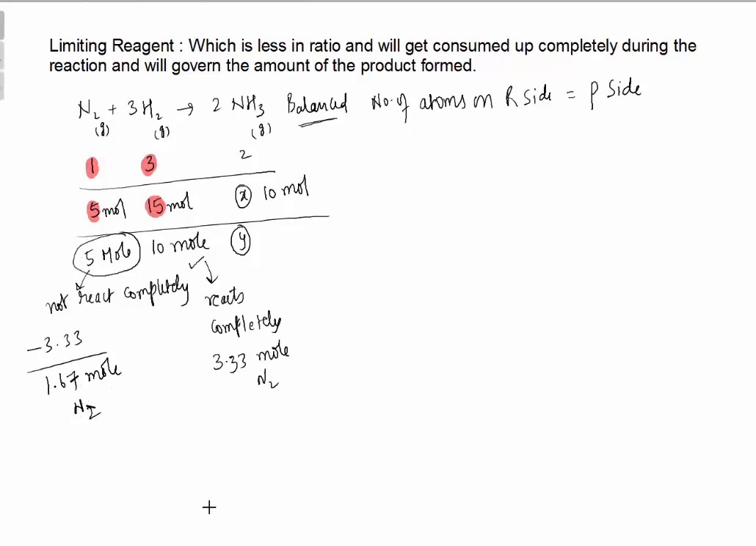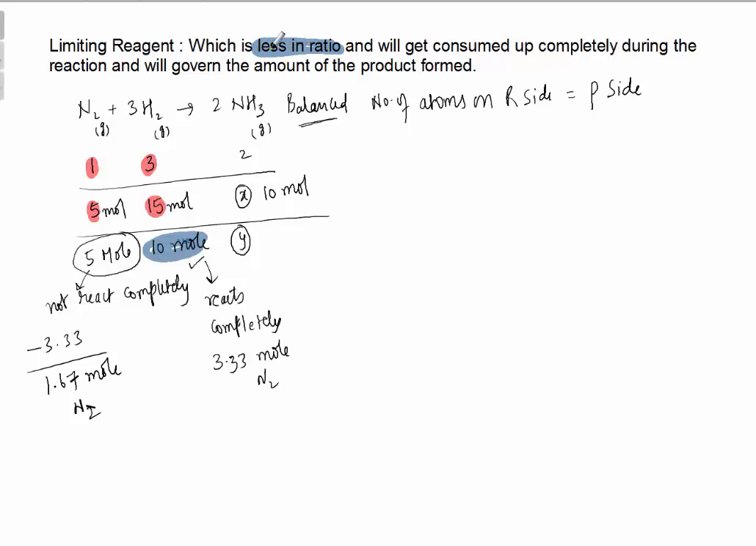Now, by definition, who is getting consumed completely? 10 mole of this. So in this example, who is the limiting reagent? 10 mole H2. That means the amount of ammonia formed will always be controlled by hydrogen in this scenario. Please remember, because 5 and 10. Please underline this word: less in ratio.